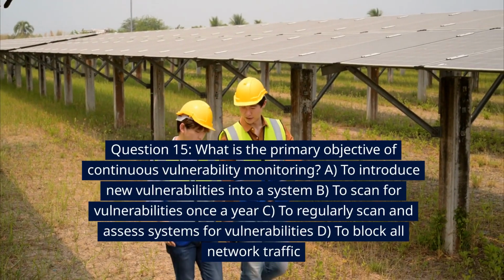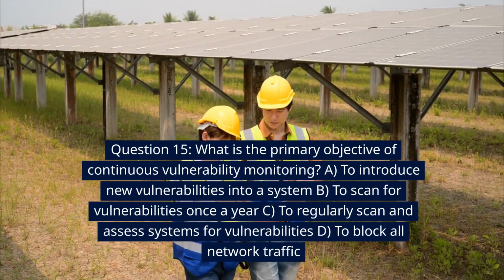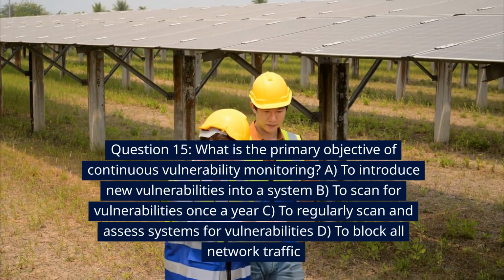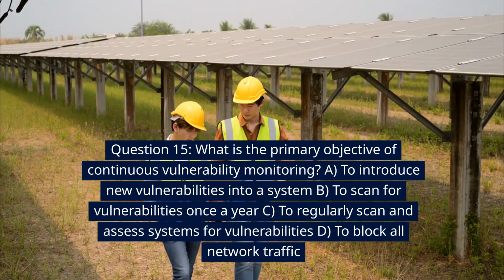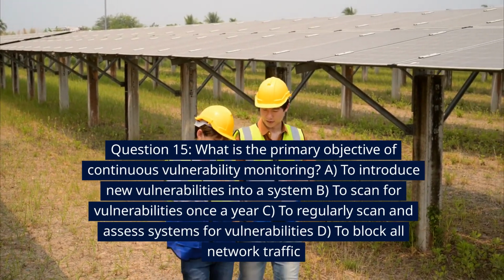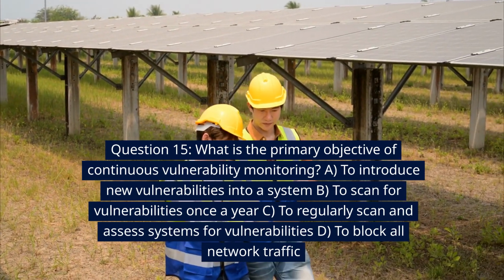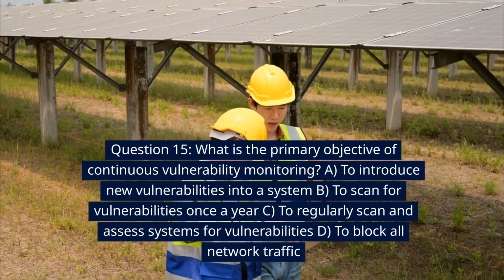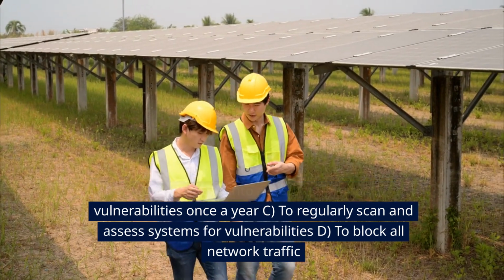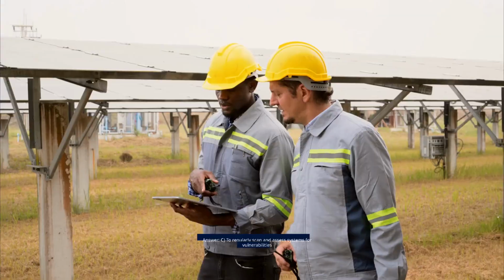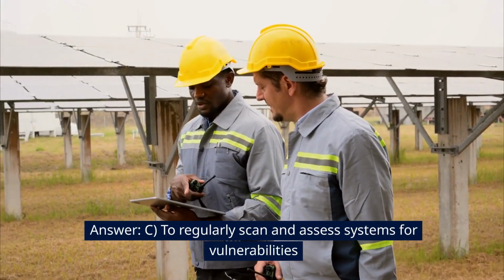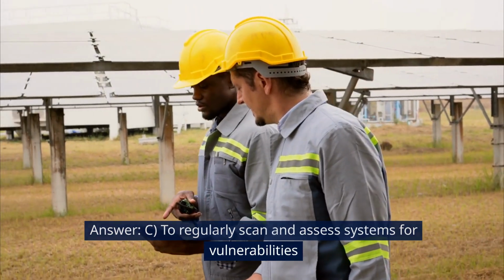Question 15. What is the primary objective of continuous vulnerability monitoring? A. To introduce new vulnerabilities into a system. B. To scan for vulnerabilities once a year. C. To regularly scan and assess systems for vulnerabilities. D. To block all network traffic. Answer: C. To regularly scan and assess systems for vulnerabilities.